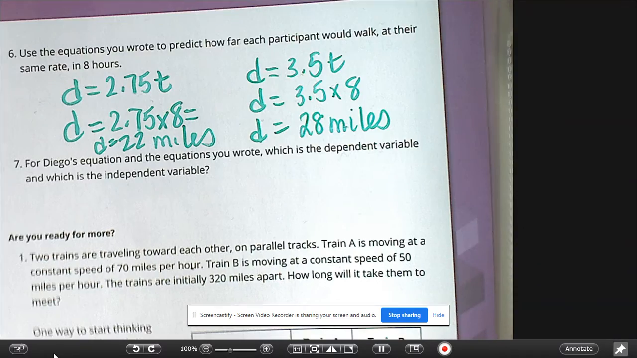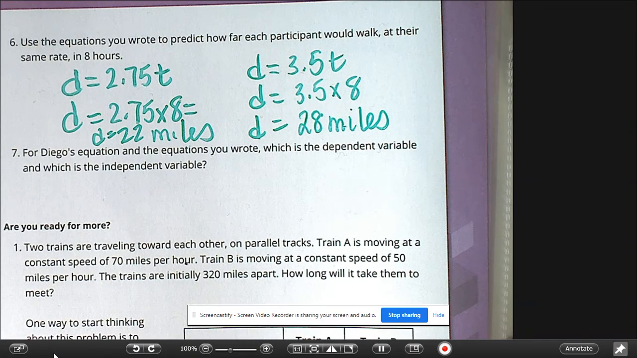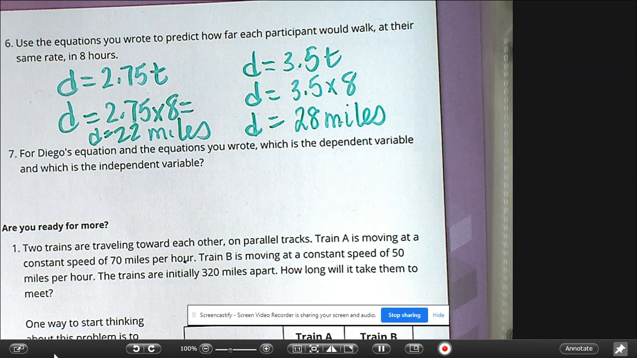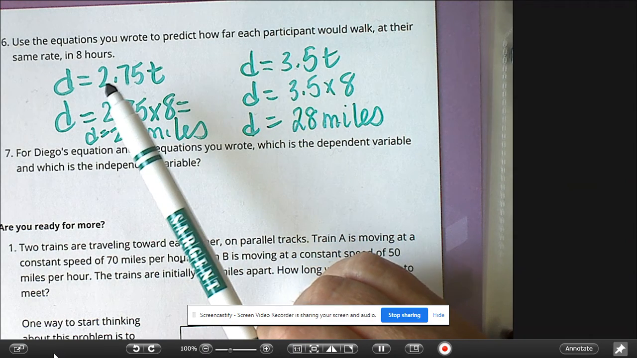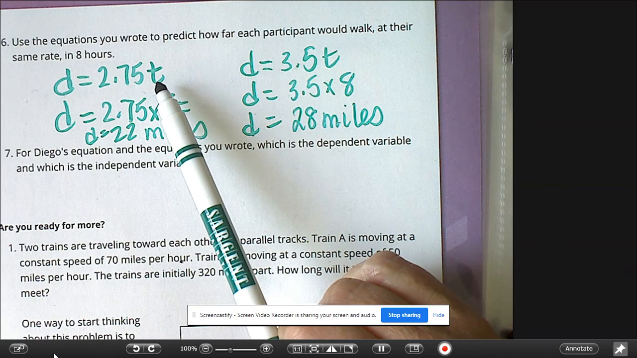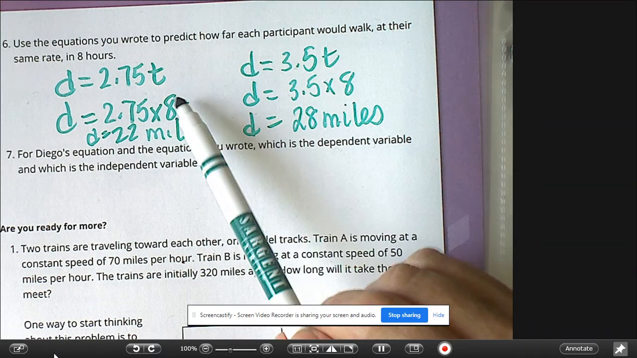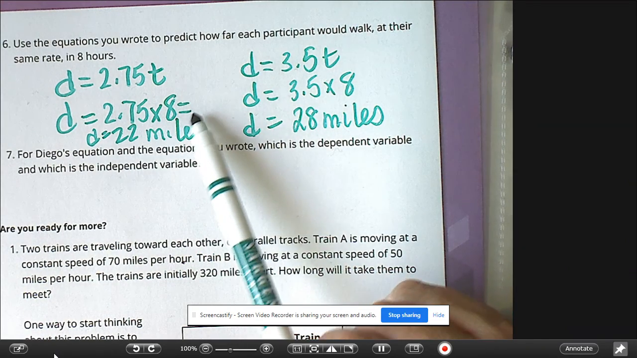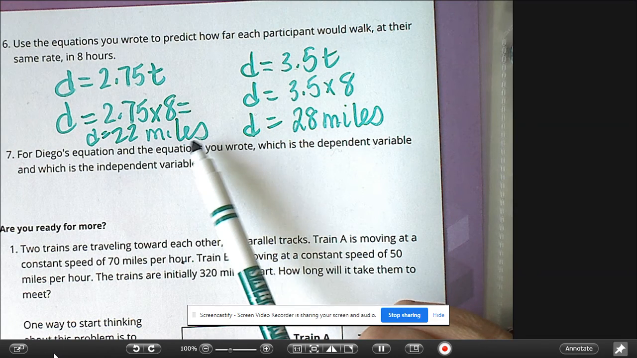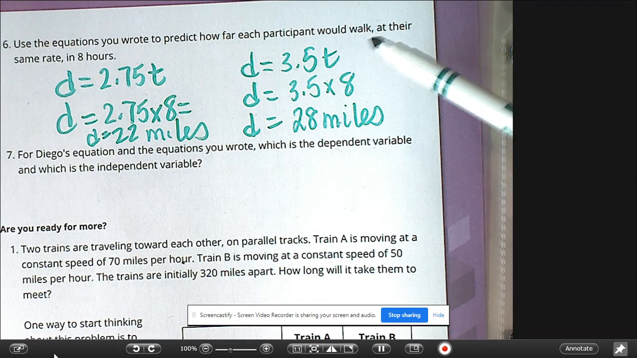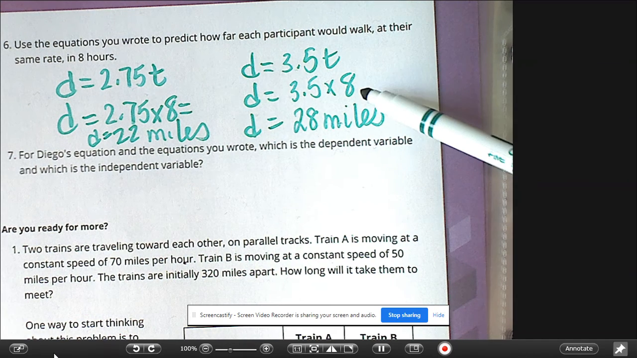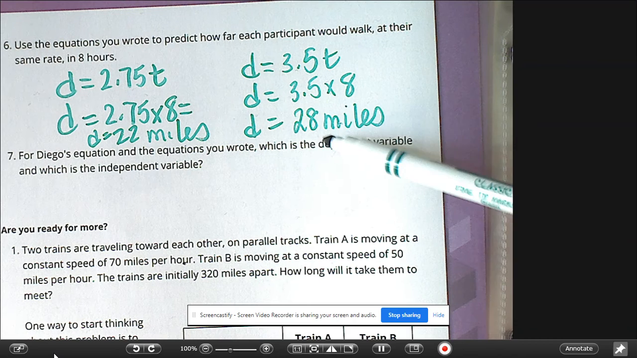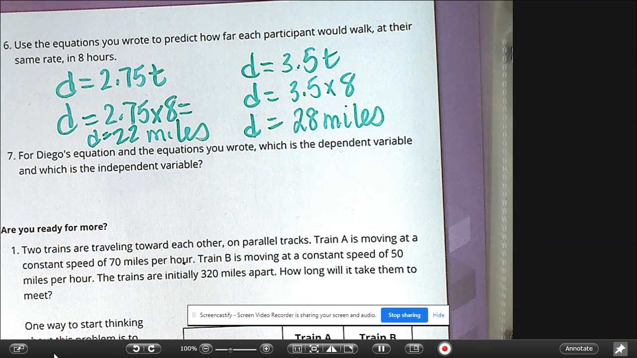All right, so on number 6, it says use the equations you wrote to predict how far each participant would walk at their same rate in 8 hours. So we said Elena's was distance equals 2.75 times the time. The time is 8 hours. So if we multiply 2.75 times 8, D is equal to 22 miles. And for Andre, his was 3.5 times the time, and the time is 8 hours again. So if you multiply those together, you get 28 miles.